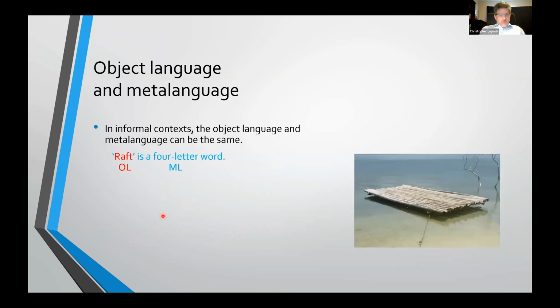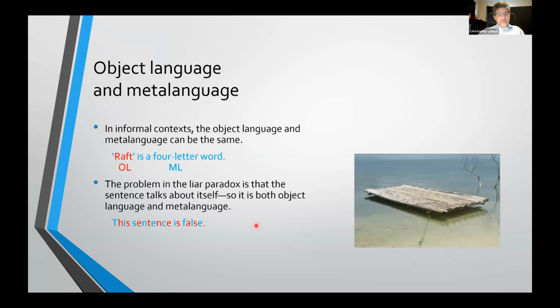Now, in informal contexts, you can use one language to talk about itself, so the object language and the meta language are the same thing. Take "raft is a four-letter word." Object language and meta language are both English, so we're using English to talk about itself. But the standard diagnosis of the liar paradox is to say that the problem is that the sentence is talking about itself, and so the sentence is in both the object language and the meta language. "This sentence is false" is referring to this sentence right here, and so it is both in the object language and the meta language.